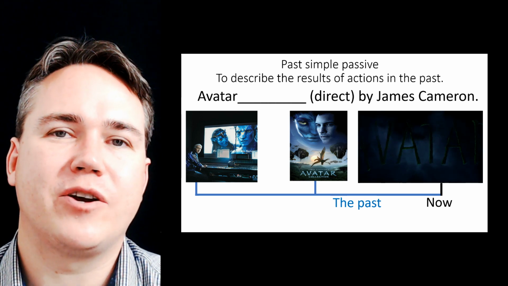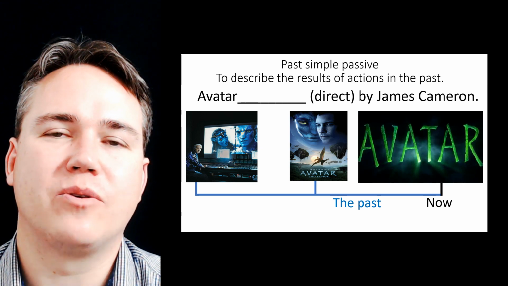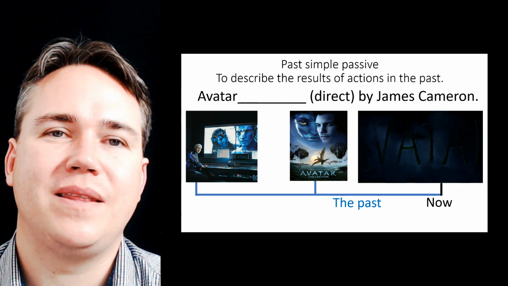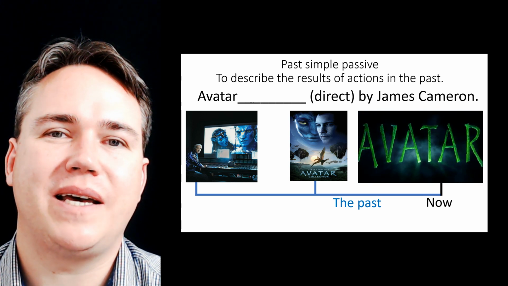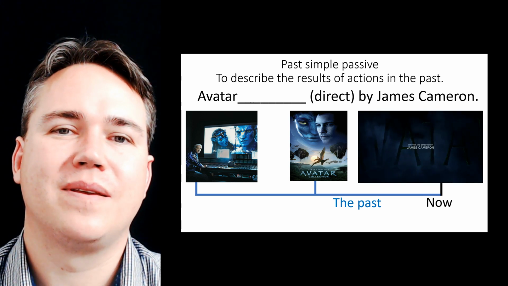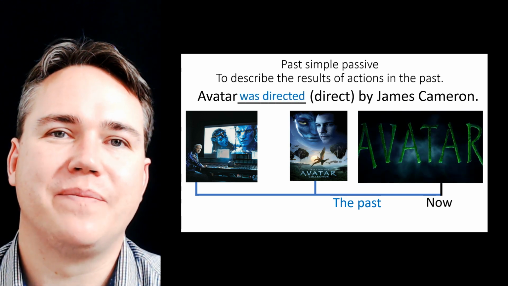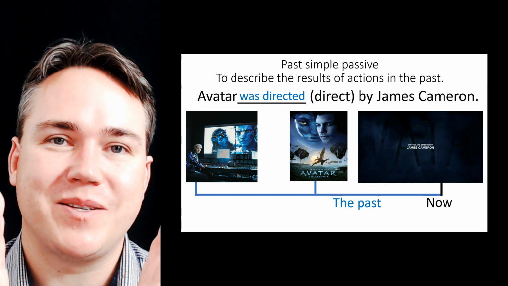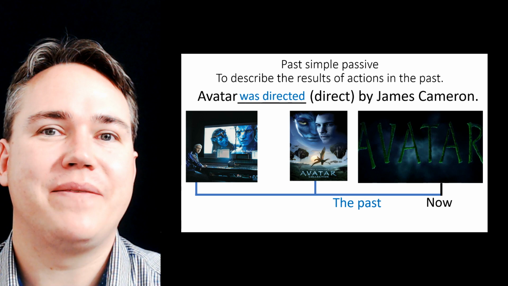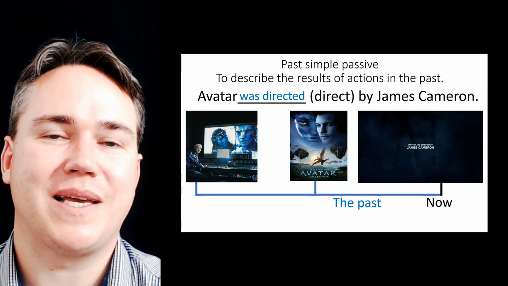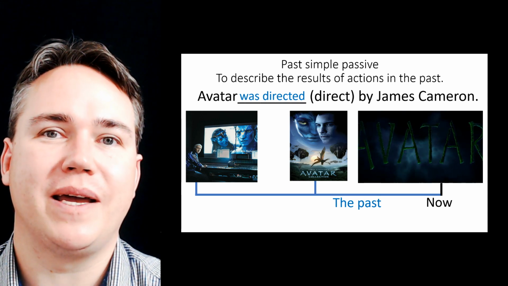Now this is a very common use of the past simple passive to talk about films or books. In this case, Avatar. So you can see Avatar was directed by James Cameron. You see the film first, so you're talking about the film, and the person who did it, they come afterwards, at the end of the movie. That's why we say directed by, written by, produced by.